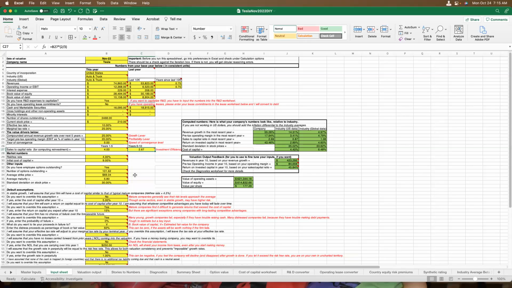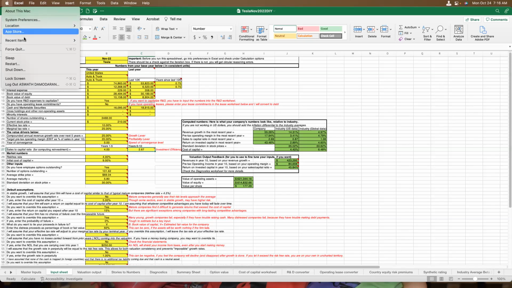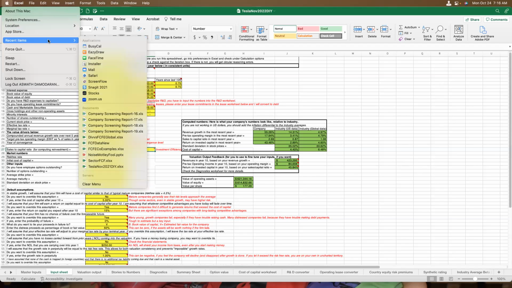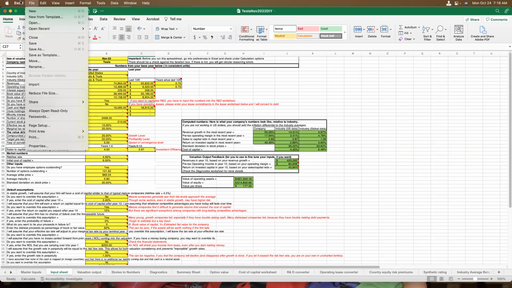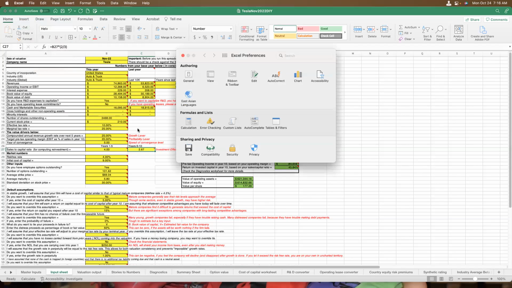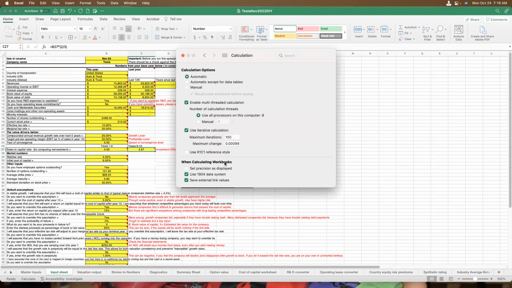So here are the couple of very basic tools I use. First, before I get started, I'm using the Mac version of Excel, so if you have the PC version, it might be slightly different. If you go into preferences in Excel and go into calculation, one of the things that in every one of my spreadsheets, I always turn on is the iterative calculation.